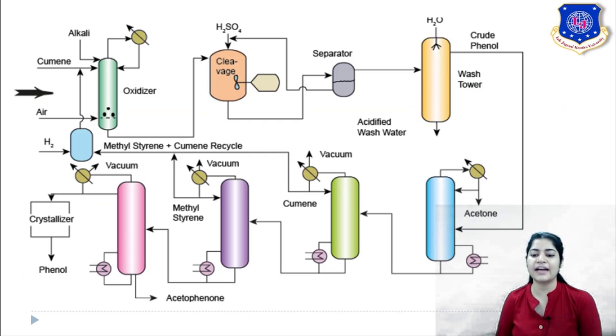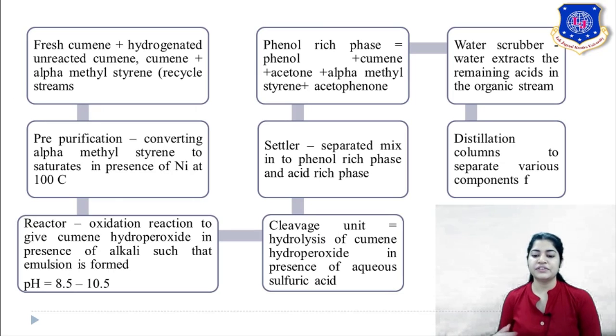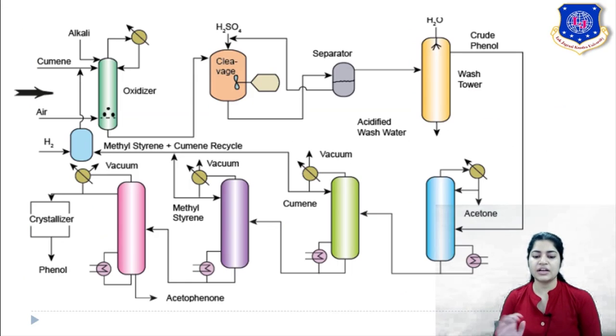So here you can see your wash tower, you're washing it with water so as to remove the extra acid which is present. So this is now your crude phenol, which is then sent to the distillation column. Here you can see that all these four columns are your series of distillation columns. Individually, different components are separated out.